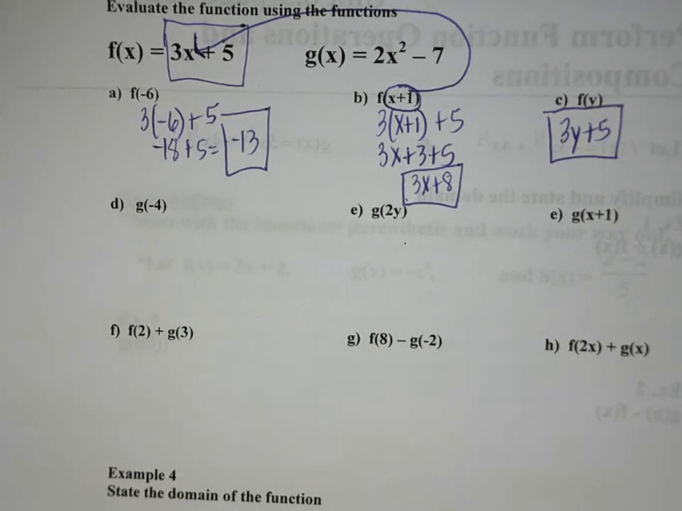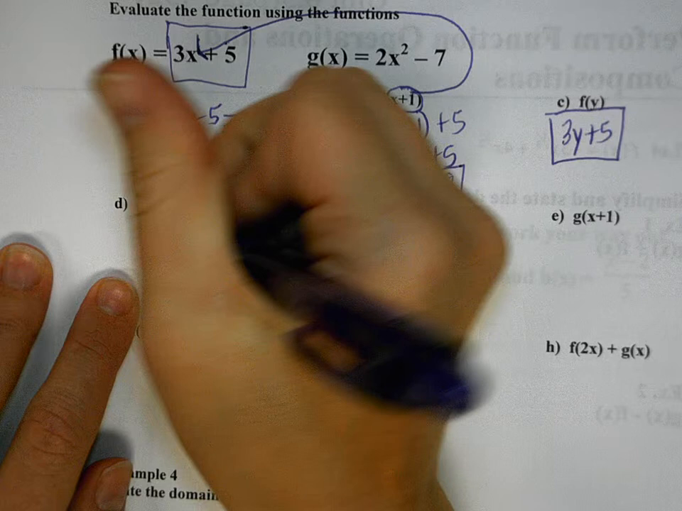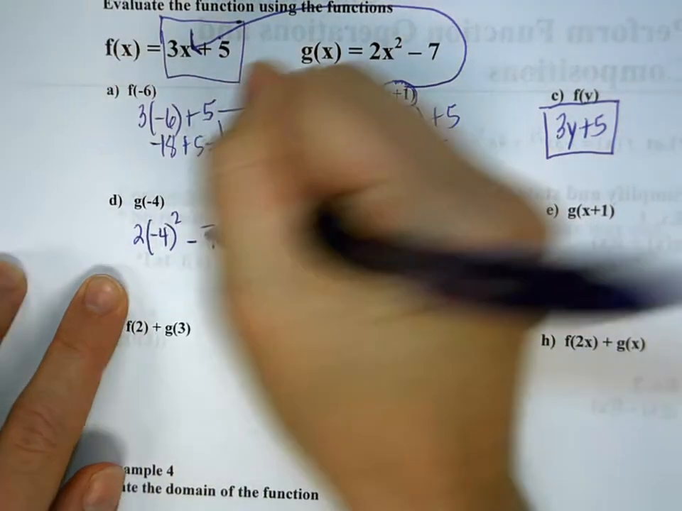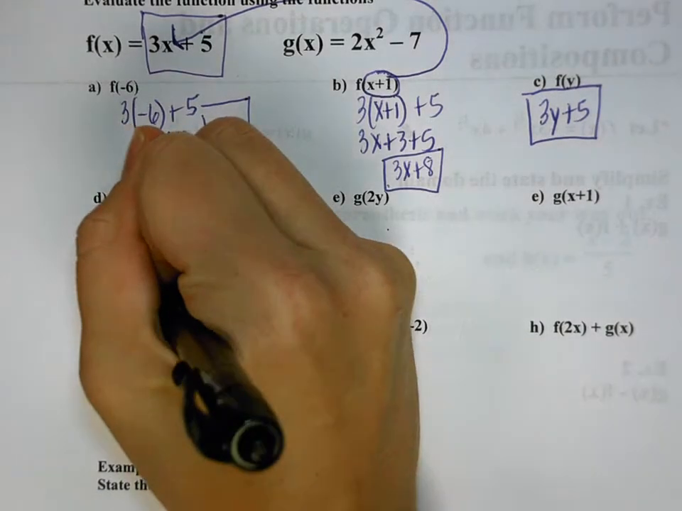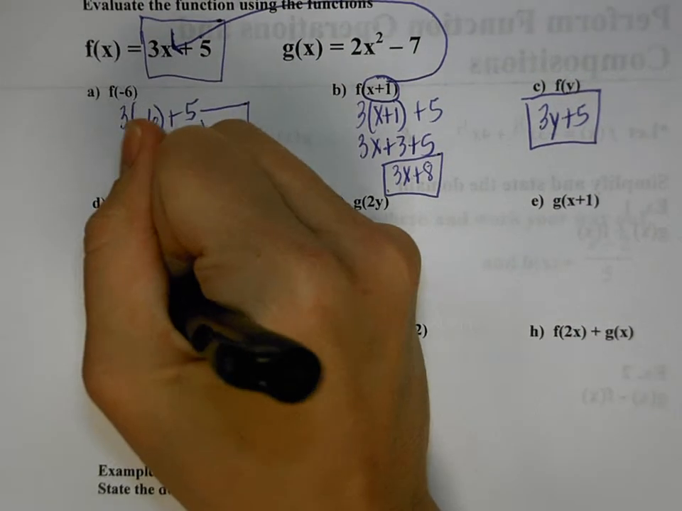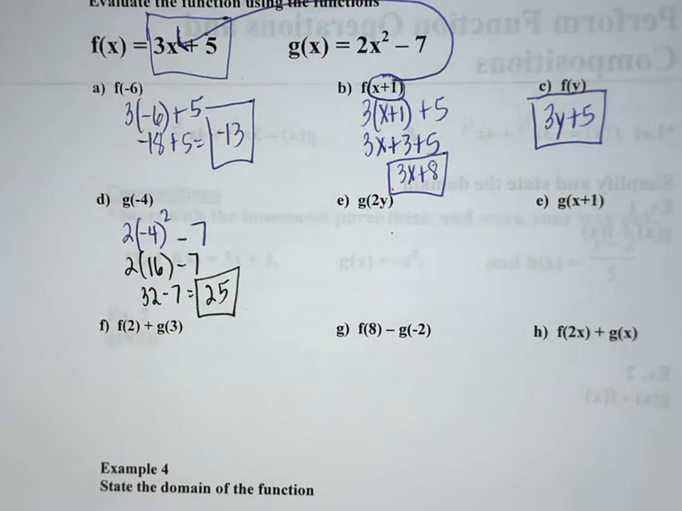Okay, D. What will I do? Put negative 4 into the x. Exactly. We're plugging in negative 4 for x over here. So that means I'm going to have 2 times negative 4 squared minus 7. So, negative 4 squared is what? 16. So that means I now have 2 times 16 minus 7. What is 2 times 16? 32. And 32 minus 7 is? Yeah. Okay.